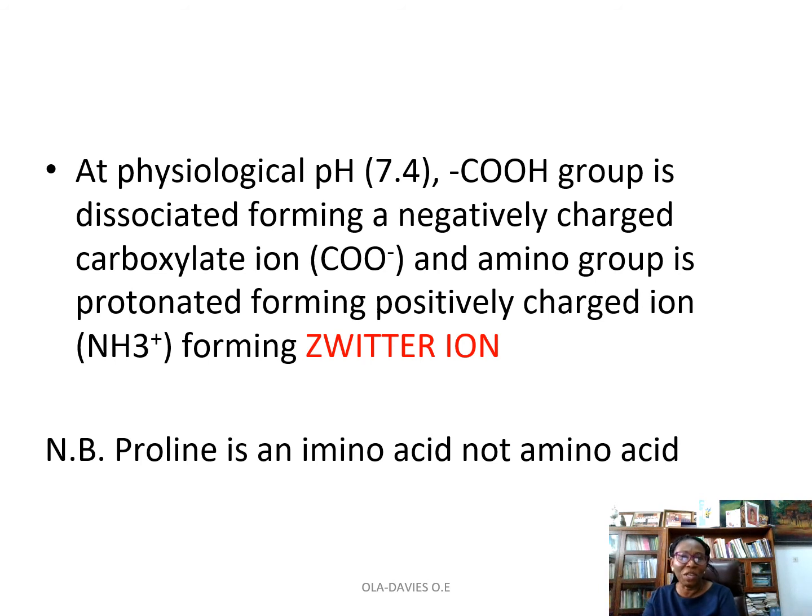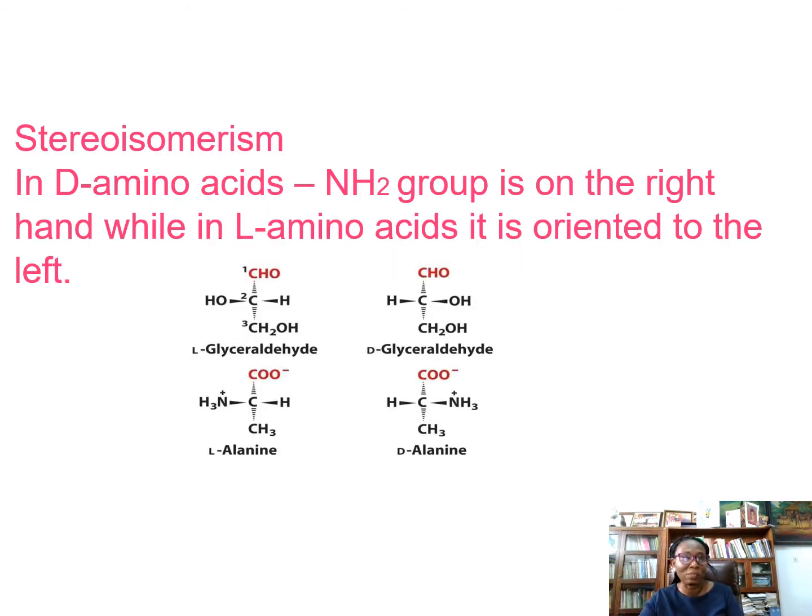Now, at physiological pH, which is a pH of 7.4, the carboxyl group is dissociated, forming a negatively charged carboxylate ion, and the amino group is protonated, forming a positively charged ion, forming a Zwitter ion. In other words, when you have the positive charge and the negative charge at the same point, you have what we call a Zwitter ion. Note that proline is one of the 20 standard amino acids, but proline itself is actually an imino acid and not an amino acid, based on its structure, which we're going to look at later.